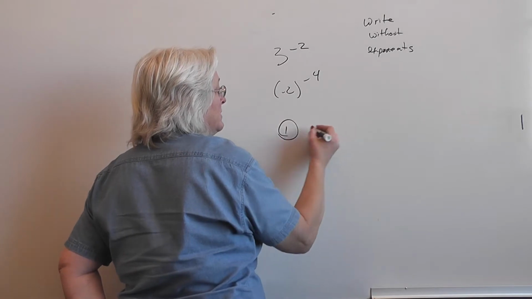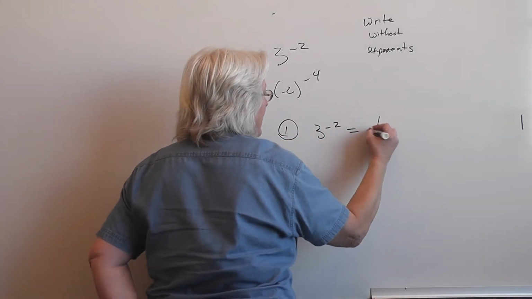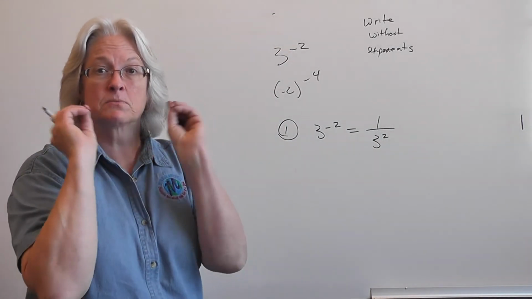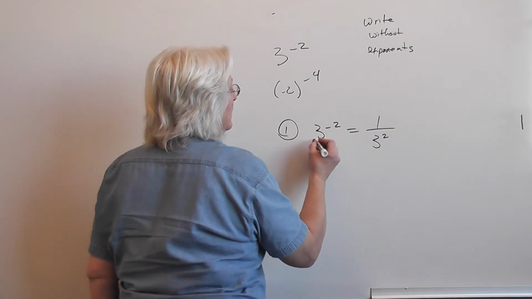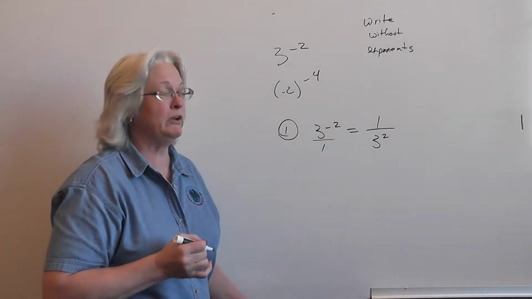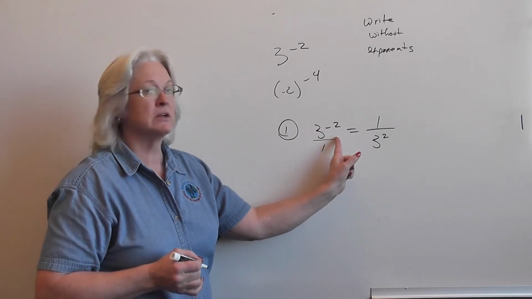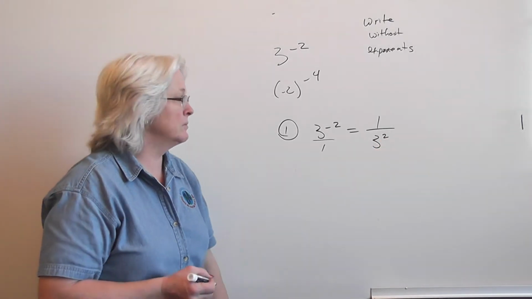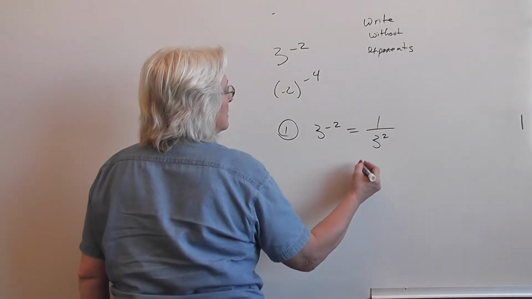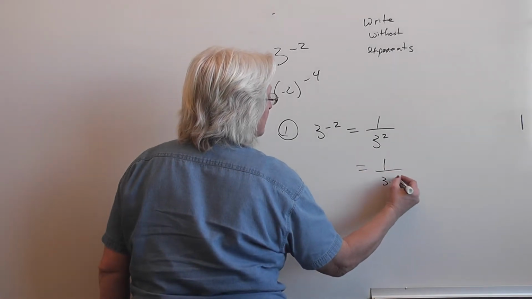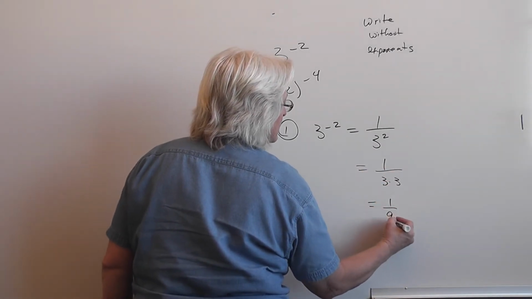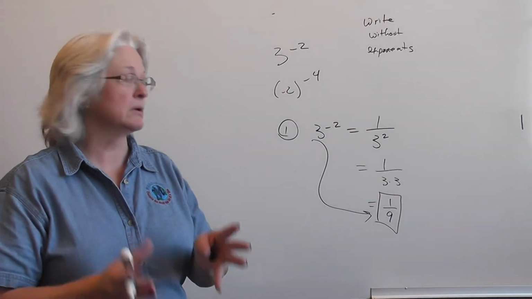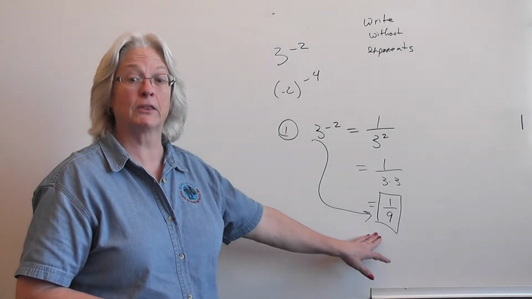So problem number 1, 3 to the minus 2, that's the same as 1 over 3 squared. Just practice this, burn it into your brain, into your mind. 3 to the minus 2 over 1, you can think of the negative exponent here is in the numerator. Move the expression to the denominator, the exponent becomes positive. 1 over 3 squared is 1 over 3 times 3 is 1 over 9. So 3 to the minus 2 is equal to 1/9.